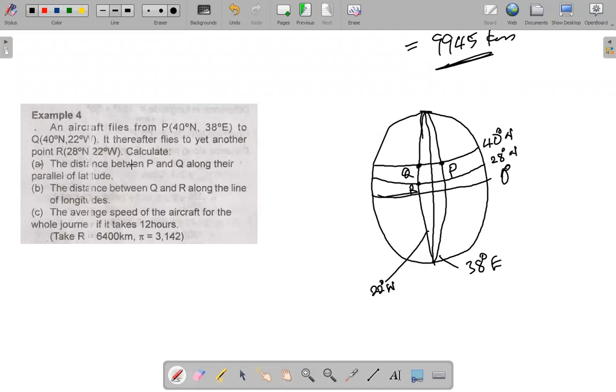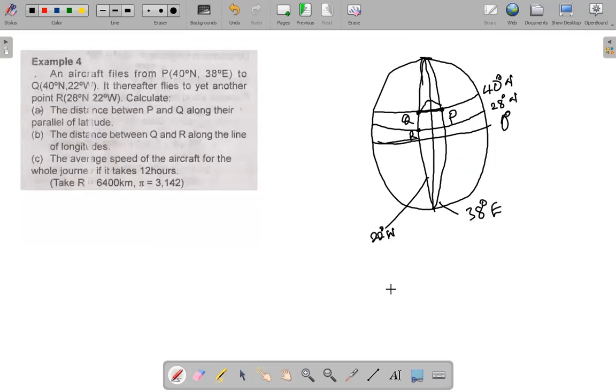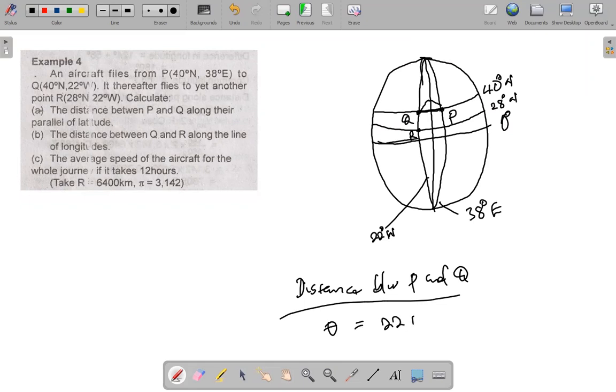Calculate the distance between P and Q. This distance here is along a small circle. Let's get the angle between these two, which we get by adding the longitudes, since they are at different locations, 22 degree west and 38 degree east. So the theta in this case, for the distance between P and Q, will be 22 degree plus 38 degree, which will give us 60 degree.